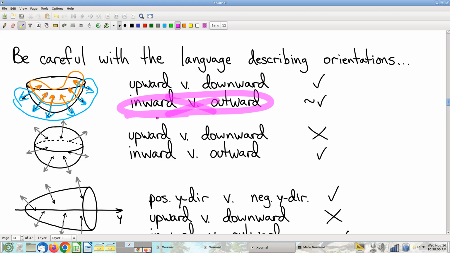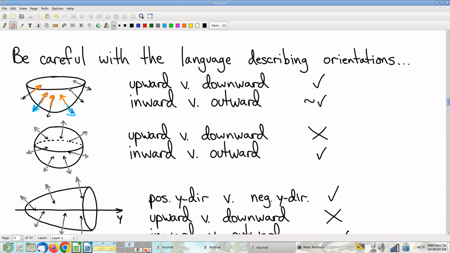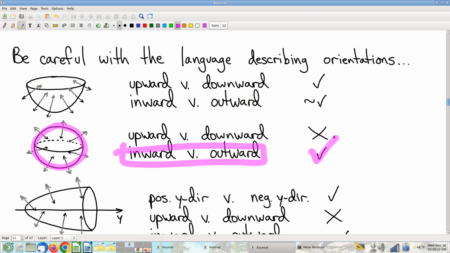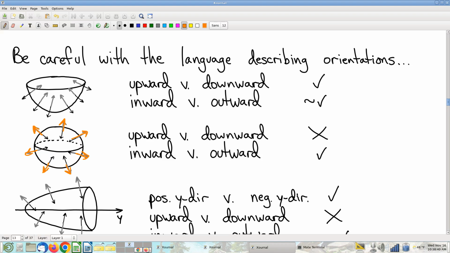Now, by contrast, in this case, if you had this surface, inward versus outward crushes it, right? All of the one orientation are pointing outward. All of the other orientation are pointing inward. This is extremely unambiguous. That's super. Okay, but in this case, you can't use upward versus downward. Right, so let's take, for example, the outward orientation here. This outward orientation, let me just get them highlighted here.